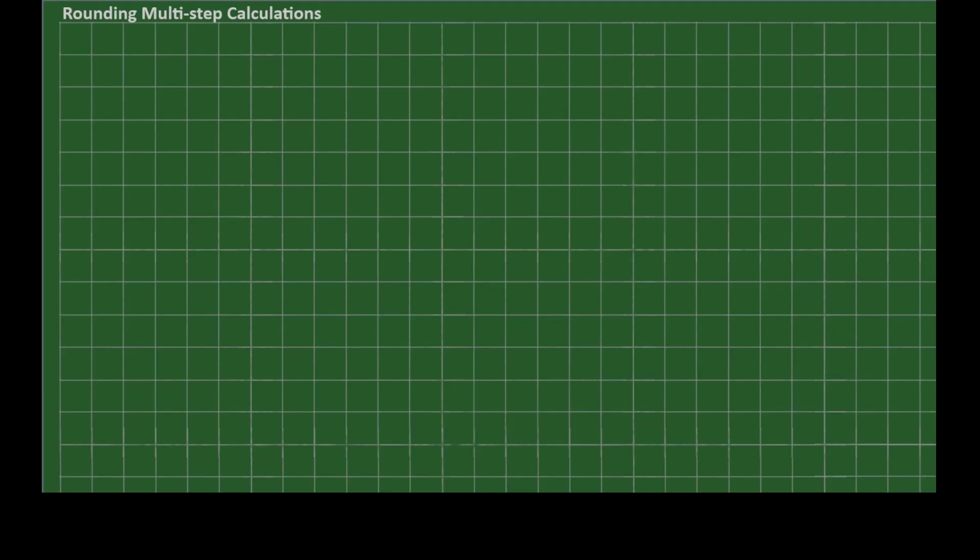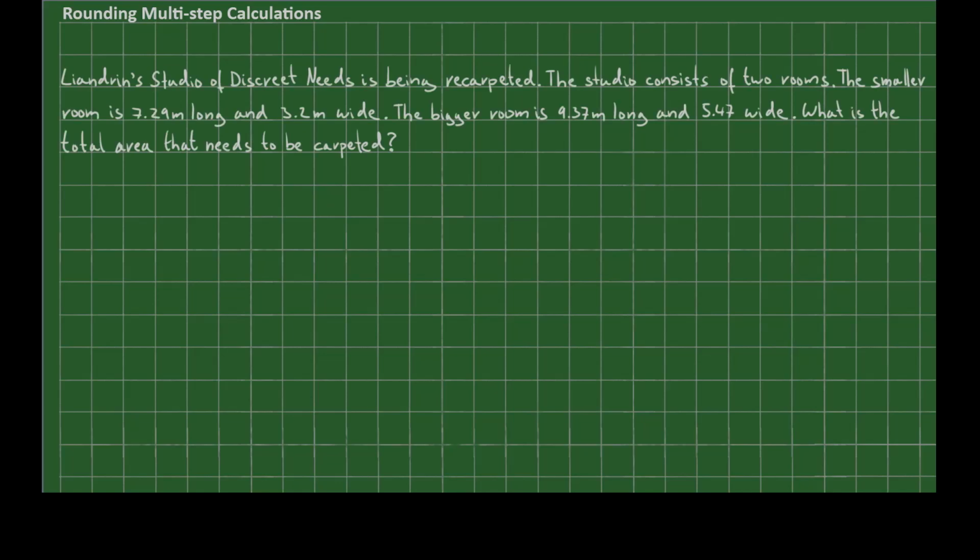Hello good people, I'm going to talk about rounding in a multi-step calculation. For example, we might have a studio that consists of two rooms. The measured dimensions of the smaller room are 7.29 and 3.2 meters. The dimensions of the bigger room are given as 9.37 and 5.47 meters. We need to determine the total area of the studio.